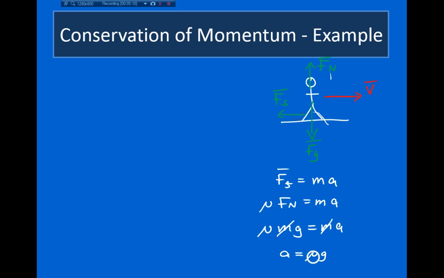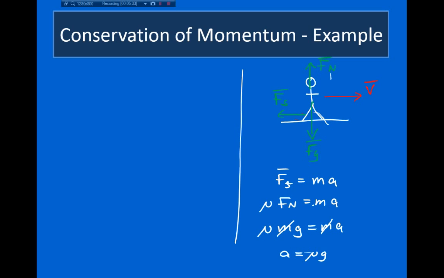It doesn't matter what their masses are, because mass appears on both sides of this equation, right? The more massive the person was, the larger their frictional force, but the larger the mass is, the smaller their acceleration will be, because F equals ma. So now we know how the acceleration is related to the coefficient of friction and gravity.